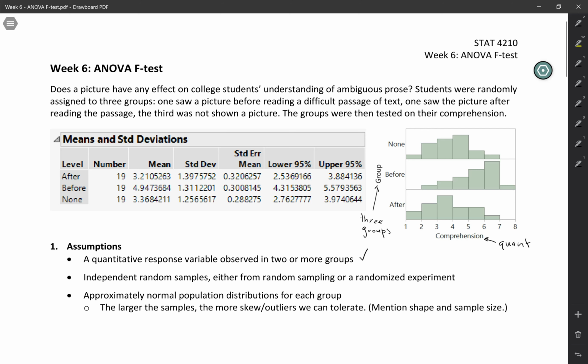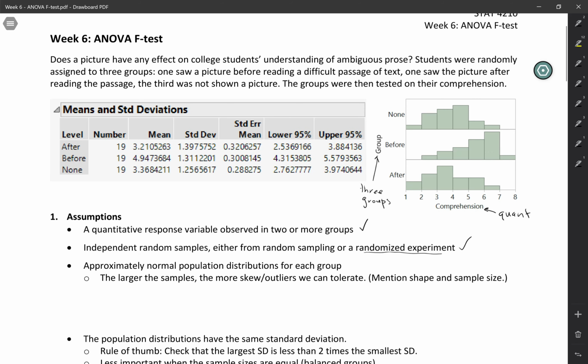Second is that the samples are independent and random, so either coming from random sampling or a randomized experiment. And here we do have that. This is data from a randomized experiment. This is important not just for the ANOVA F-test, but in general, anytime we want to think about how we can extend our conclusions. So random sampling would be important if we wanted to generalize to the population. A randomized experiment is important if we want to make cause and effect conclusions.